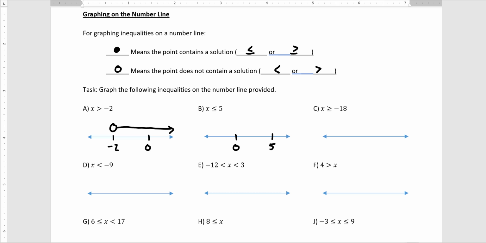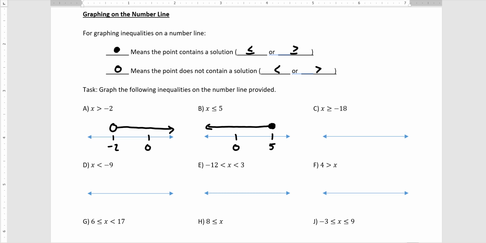Now if it's less than or equal to, that means that point contains a solution, which means we're going to use a closed circle. Since it's less than or equal to, we'll be going to the left of it, and there we go, and we'll go all the way down to infinity. That arrow shows that it's continuing all the way down to -infinity.